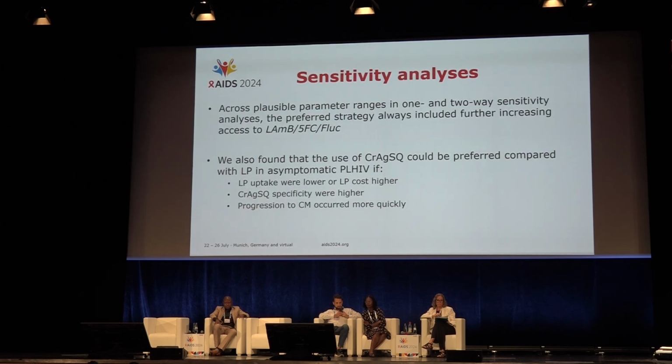In sensitivity analyses, the preferred strategy generally always included further increasing access to liposomal amphotericin B, 5-FC, and fluconazole. And then we also found that use of CRAG-SQ could be preferred compared with LP in asymptomatic individuals if LP uptake were lower or LP cost higher, if CRAG-SQ specificity were higher, or if progression to CM occurred more quickly.